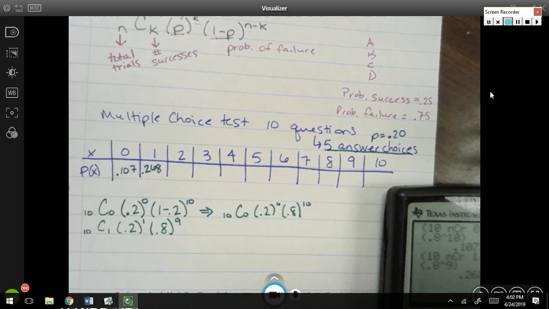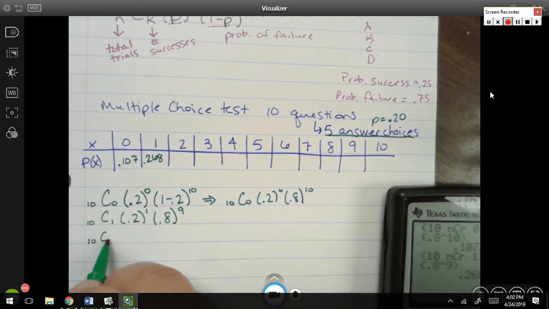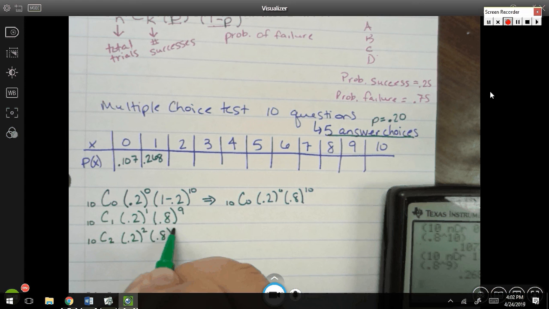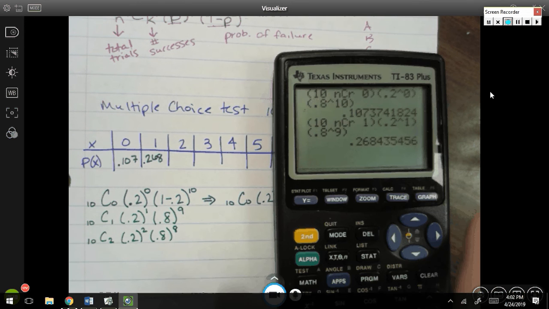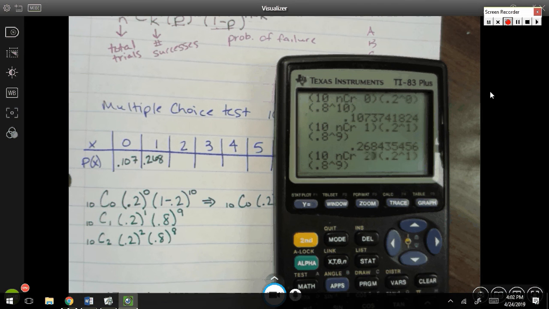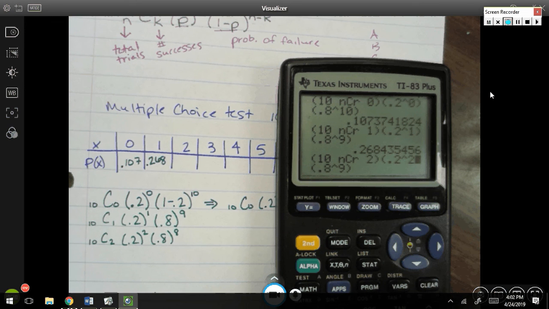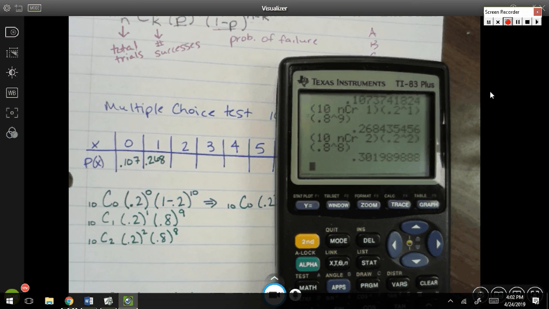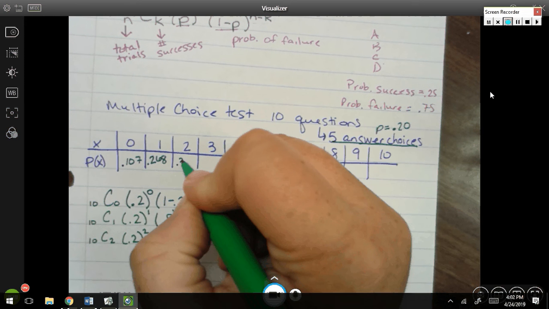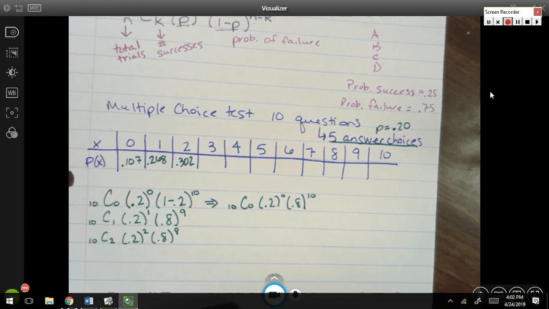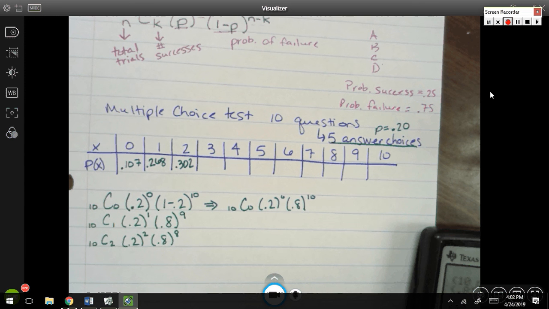All right, let's do the next. 10 choose 2, 0.2, 0.8, and so I'm going to come to my calculator again, same thing. 10 choose 2, 0.2 to the second, 0.8 to the 8th, 0.302 we'll say. We'll round it to 3 places. Oh, getting a little better. So you've got a 30% chance of getting 2 right, since there's 10 questions. Let's move on.